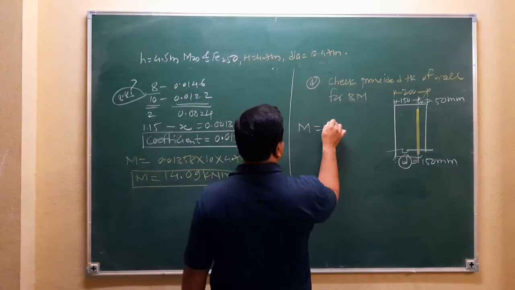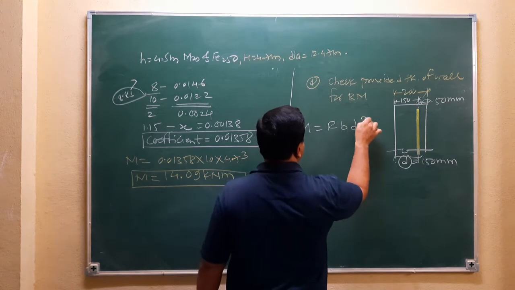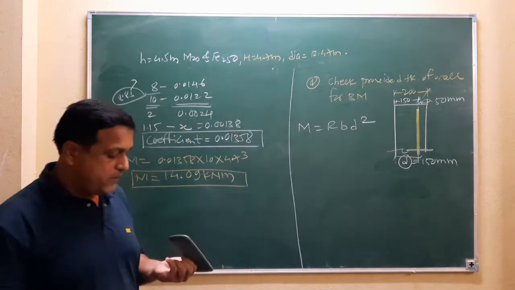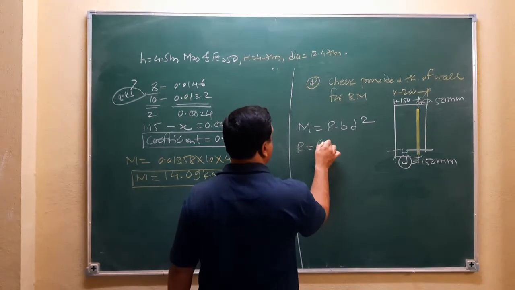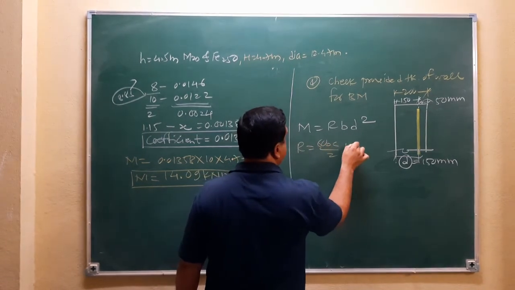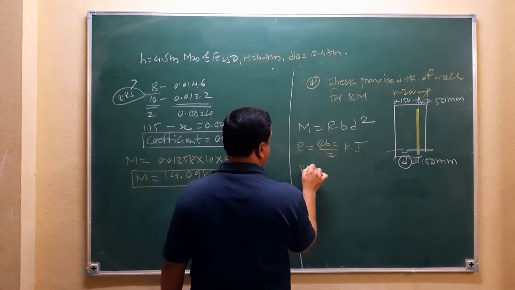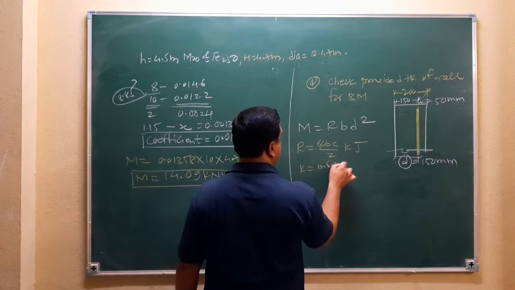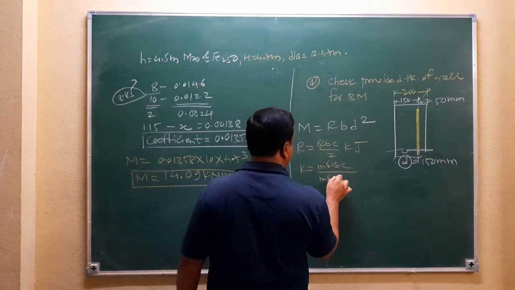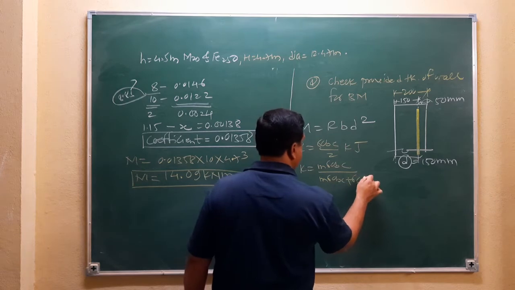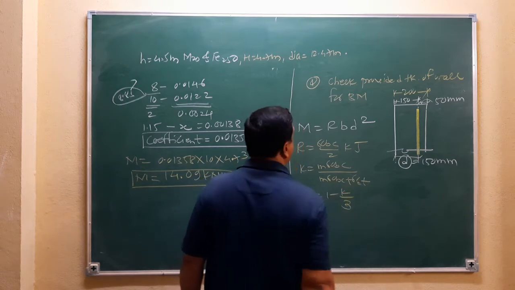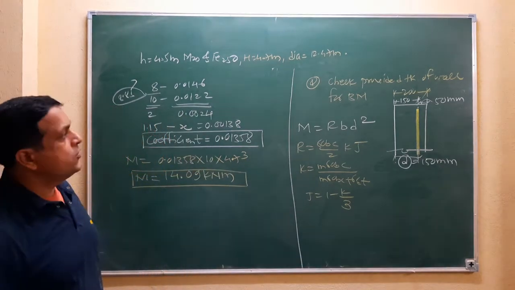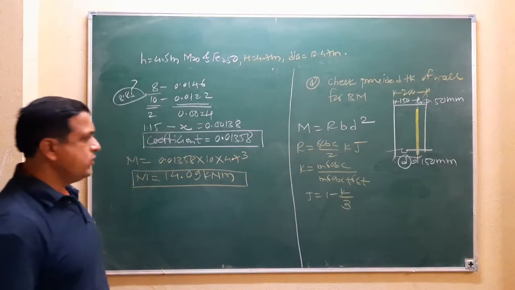So bending moment is equal to R B D square. So what is the R? We know that R is equal to sigma CBC by 2 into K into J. Now what is the K? K is equal to m sigma CBC divided by m sigma CBC plus sigma ST. And what is the J? J is equal to 1 minus K by 3. All these coefficients you have to calculate.